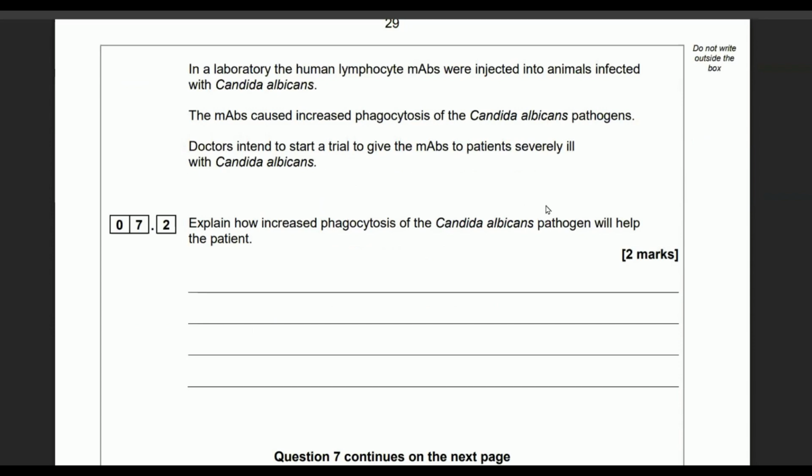In the laboratory, the human lymphocyte MABs were injected into animals infected with the Candida albicans. The MABs caused the increase in phagocytosis of Candida albicans pathogens. Doctors intend to start a trial to give the MABs to patients severely ill with Candida albicans. Explain how the increased phagocytosis of Candida albicans pathogen will help the patient.